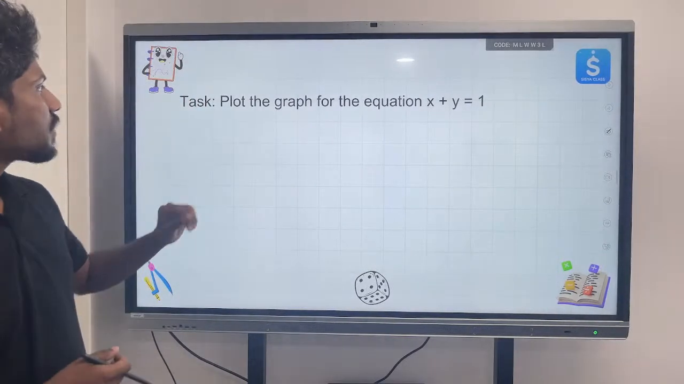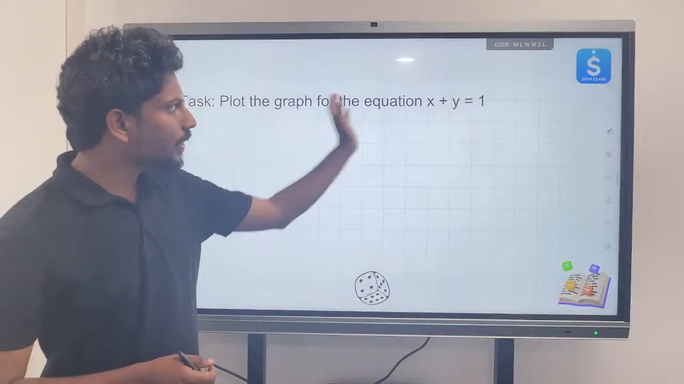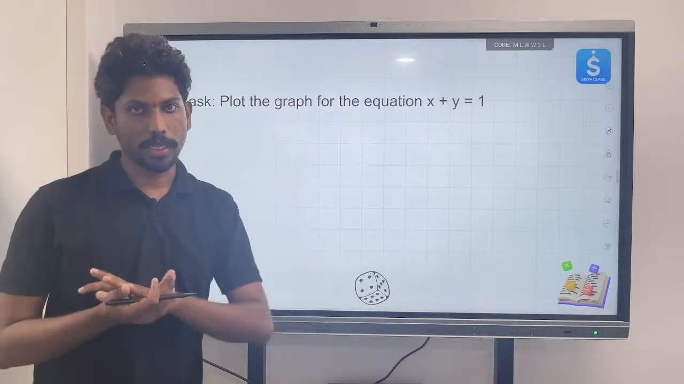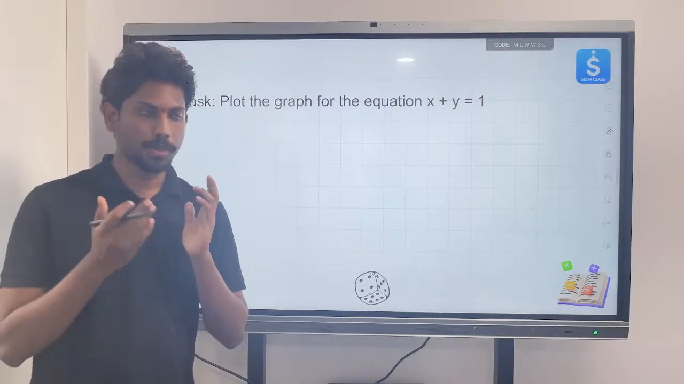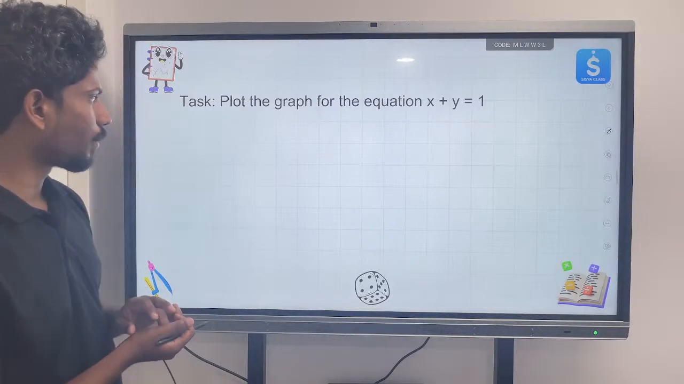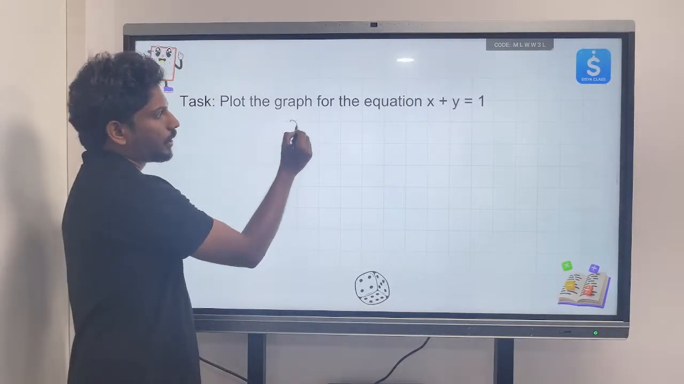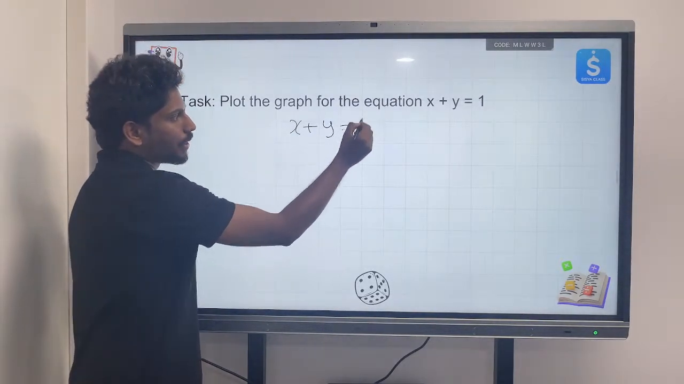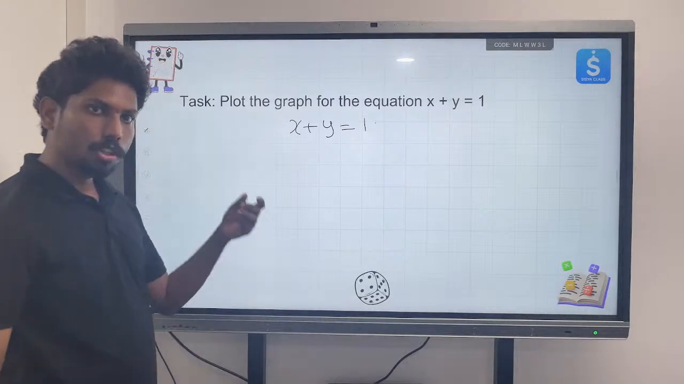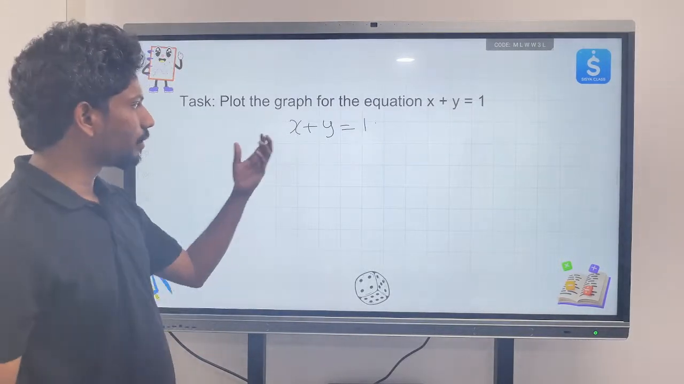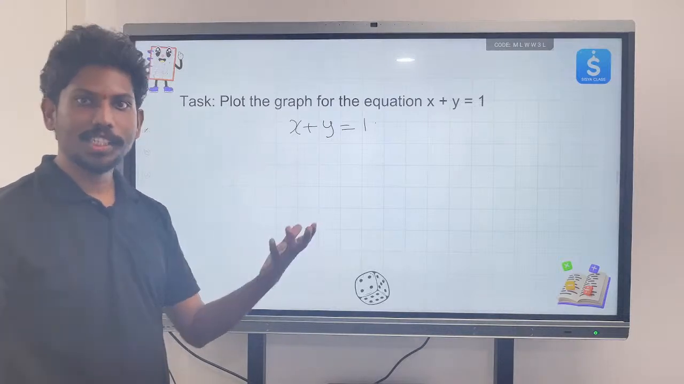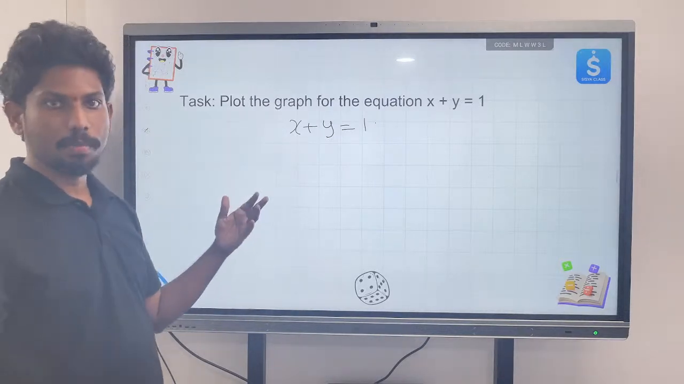Now if you see here, let's plot the graph of x plus y equals 1. I would like to show this small procedure of how we can draw x plus y equals 1. Basically, in order to plot a graph, we need coordinates, because we are going to plot this graph on a Cartesian plane or a 2D plane, right?